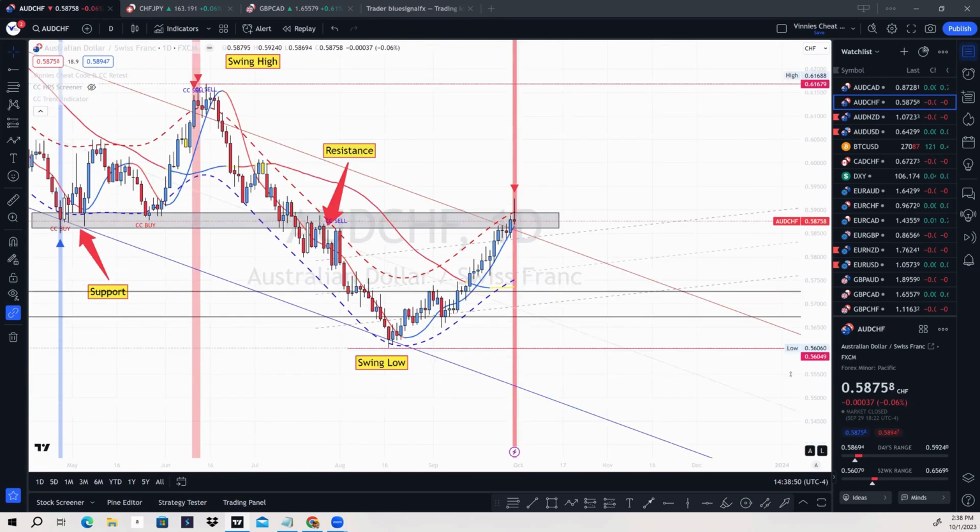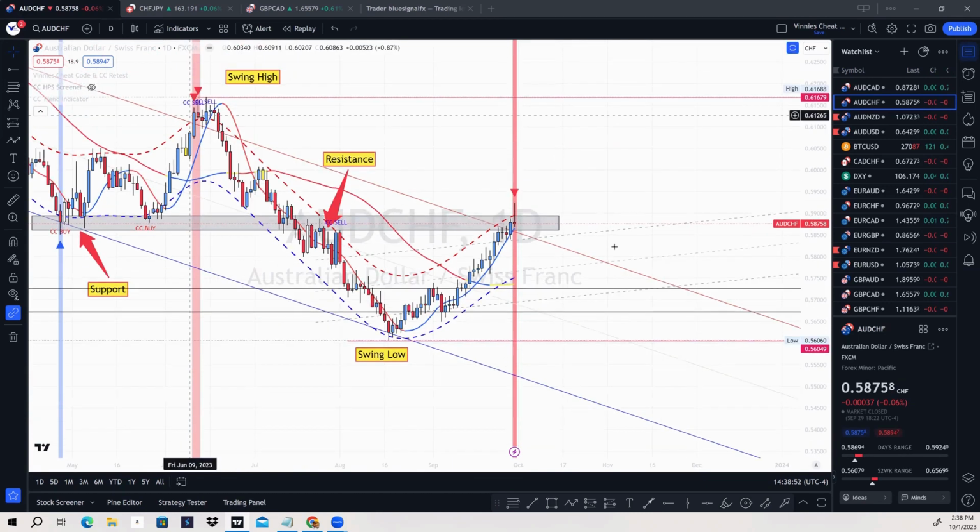Okay, we want to follow the trend. The higher time frame trend always wins. All right. Now, I don't expect price to push up anymore. I expect price to reverse from here on AUDCHF. So this is going to be a nice swing trade for you guys to get in and hold it for a while.